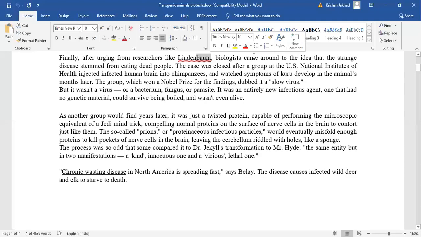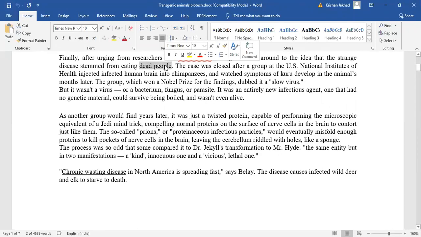So biologists came from around the world with this idea that the strange disease stemmed from eating the dead people. Okay, so it was understood that something was happening if this disease was spreading, and the small children were dying before reaching adult age, that is 15-20 years. So in that particular tribe only old people were left, the entire new generation had died. So the researchers understood that these people were dying because of consuming dead people, but till now nobody was aware of how this was happening.